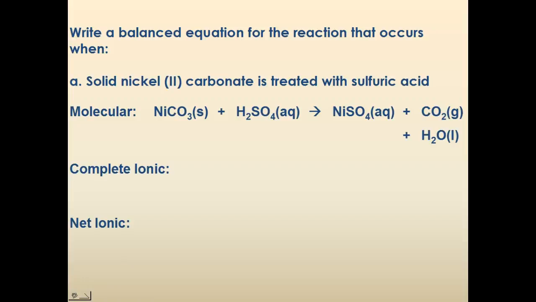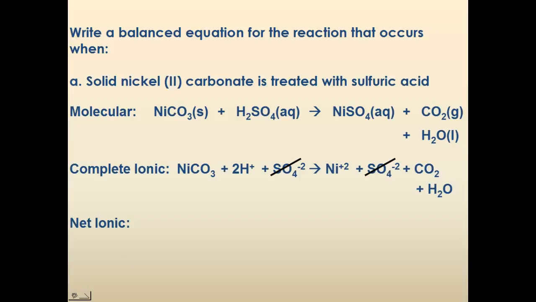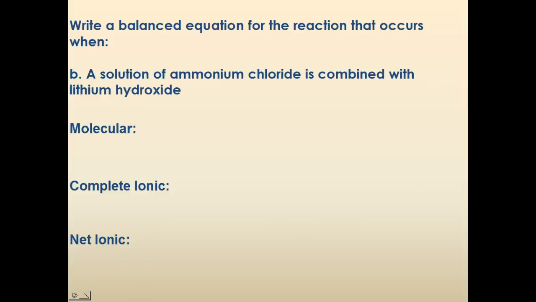We cannot break apart the nickel carbonate. We can, however, break apart the sulfuric acid. It's a strong acid and it's aqueous. We can break apart the nickel 2 sulfate, but we can't break apart the gaseous CO2 or the liquid water. So the sulfates cancel out, leaving us with NiCO3 and 2 hydrogen ions, making Ni+2 along with CO2 and H2O. So just a little bit more practice at these net ionics. And these are the four that make the most common gases that we're going to see in our reactions.